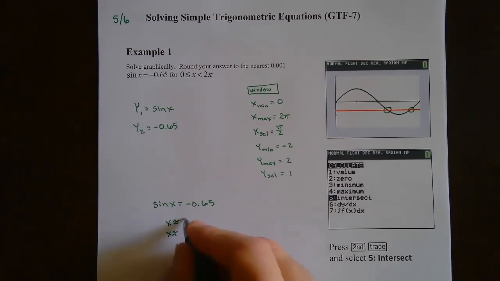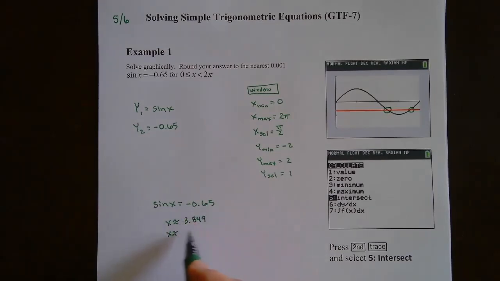So this is 3.849. That's one of our answers, right? So x is about that, and then the other one was 5.576. And that's how you solve these graphically.